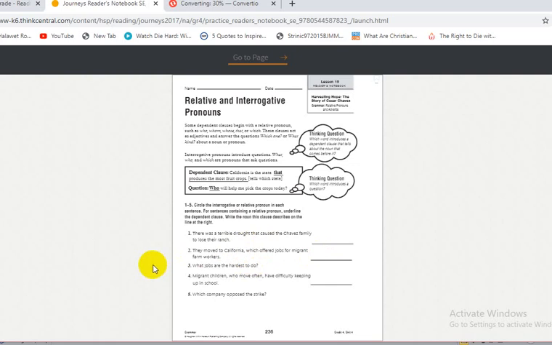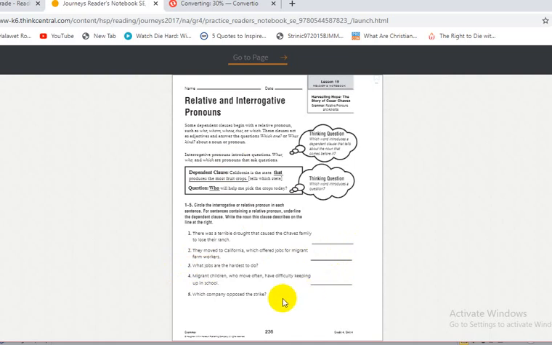Okay, number 3. What jobs are the hardest to do? This here is a question, right? So we're going to be using what? An interrogative pronoun. And our interrogative pronoun is what? And what does what here describe? It describes the jobs, right? What jobs? What kind of jobs? So we're going to write on the line jobs, right?